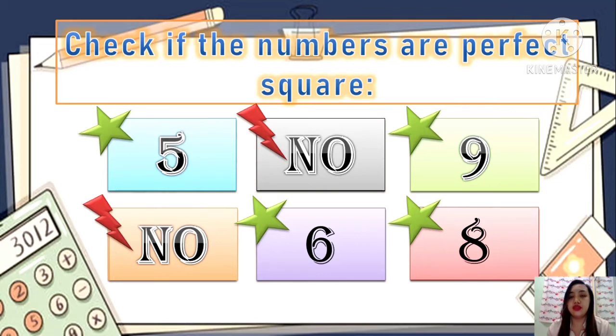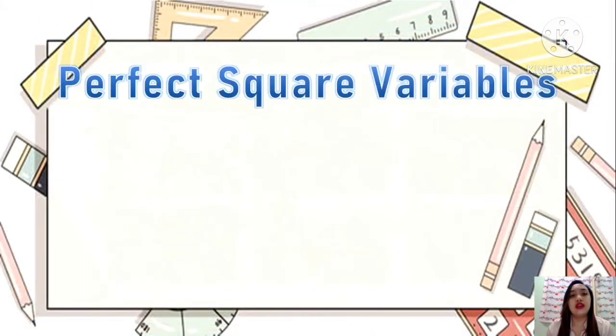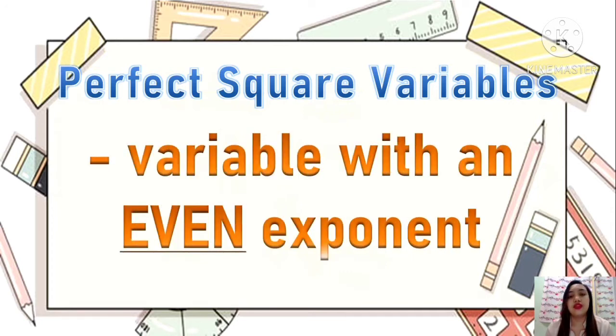Okay, let's move on. Now, let us try to define what perfect square variables are. How are we going to determine which variables are considered perfect squares? These are the variables with an even exponent. So, napakadali. Kapag ang variable ay may even exponents or ang kanyang exponent ay divisible by 2, pwede siyang hatiin sa dalawa, meaning, ang variable na to ay perfect square.